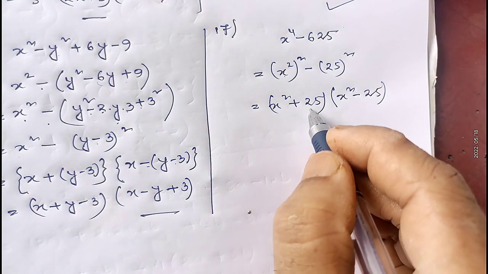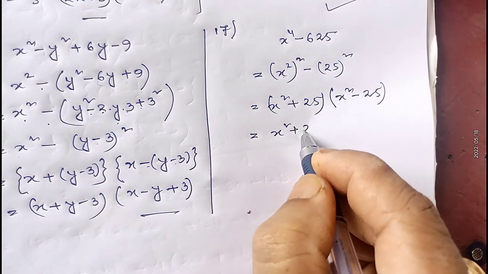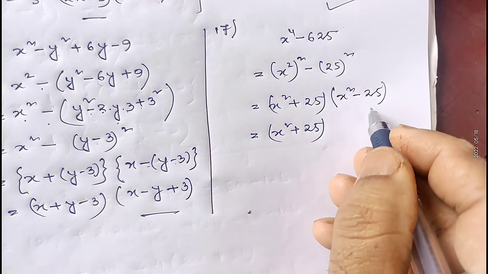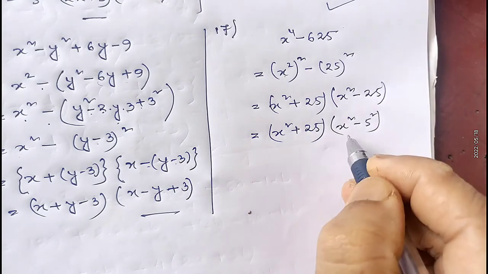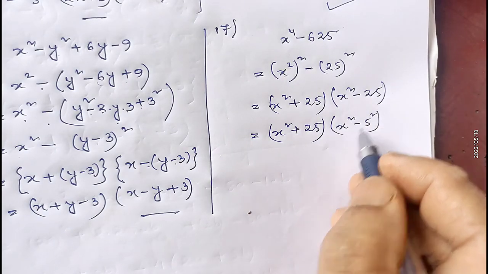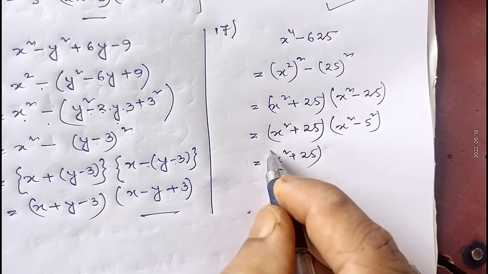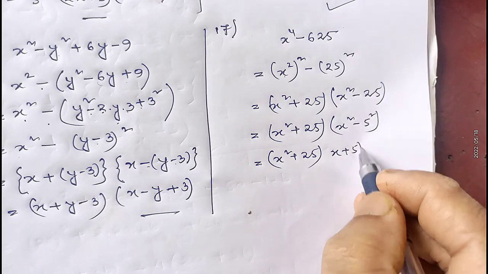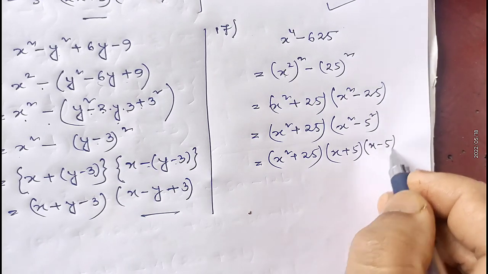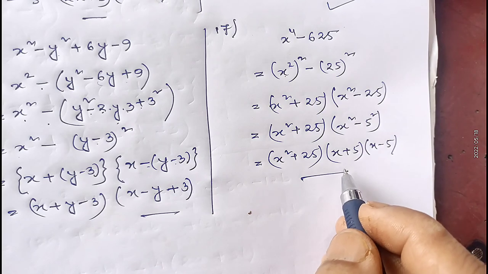Now x square plus 25 cannot be further simplified, so it will remain as it is. And x square minus 25 can be written as x square minus 5 square. Now a square minus b square, we know the formula, (a plus b) into (a minus b). So instead of this line, we can write (x plus 5) into (x minus 5). Since this cannot be further simplified, this is the required answer.